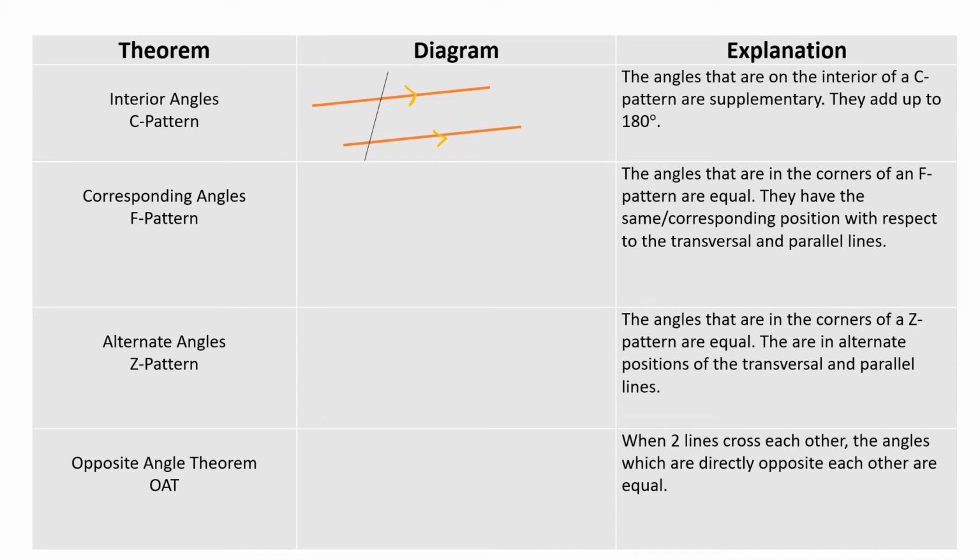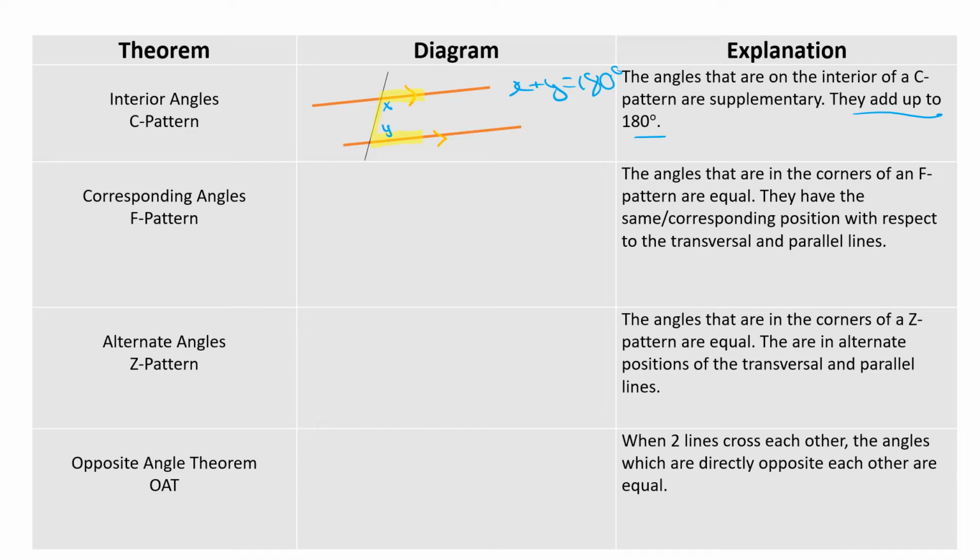So the interior angles are the C pattern. I'm going to draw a C right here. Here's with my highlighter. Here is the letter C. So the C pattern, or the interior angle theorem, says that the angles on the inside, if I called this one X and this one Y, then those two have to add up to be 180 degrees. So X plus Y is 180. And we've done this one before. This one's kind of review for us.